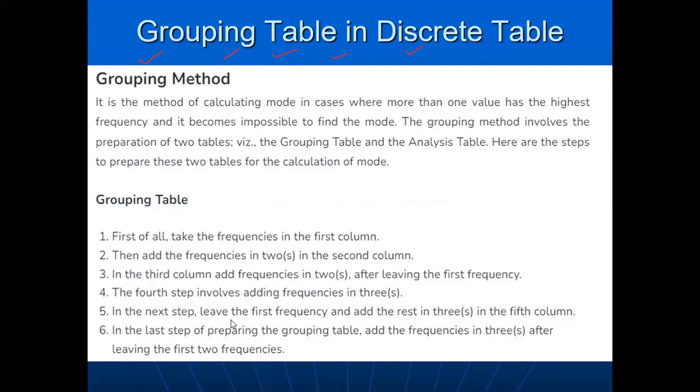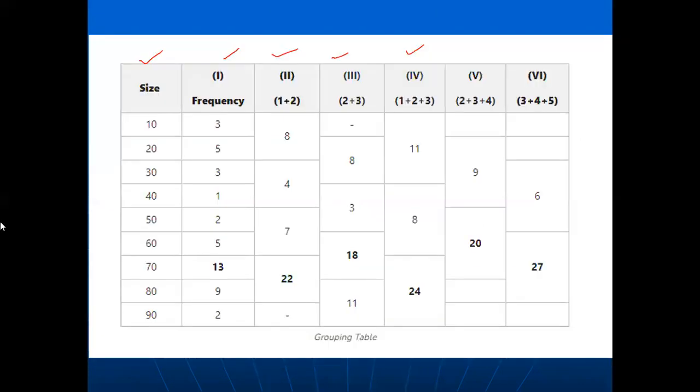Then the fifth one, in the next step, leave the first frequency and add the rest in threes in the fifth column. So leaving the first one, you have to add 3 at a time.